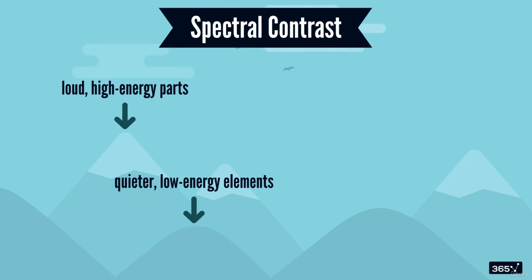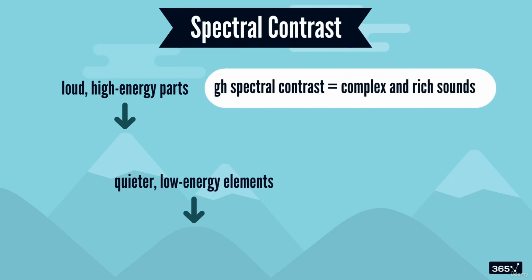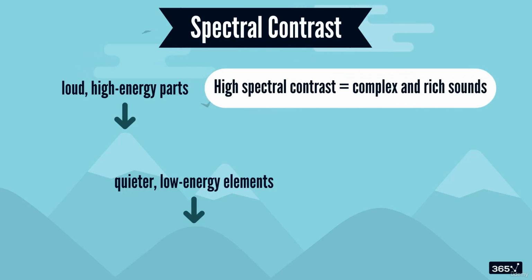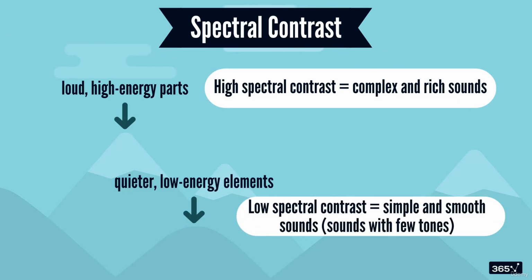If the peaks are high and the valleys are shallow, the contrast is high, meaning the sound is more complex and rich. This feature is helpful because higher spectral contrast can indicate more detailed and varied sounds, like speech with many different tones, while lower contrast can suggest simpler, smoother sounds.